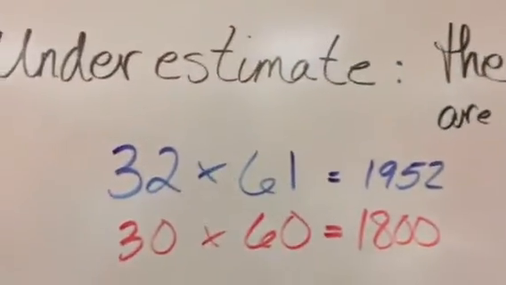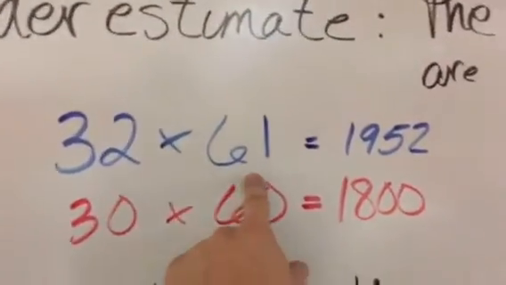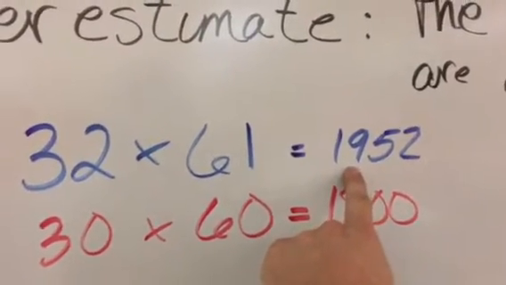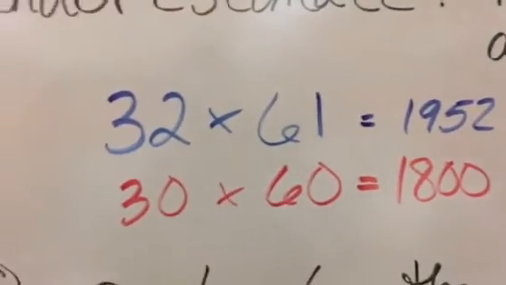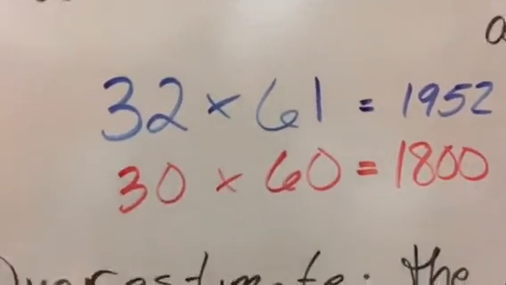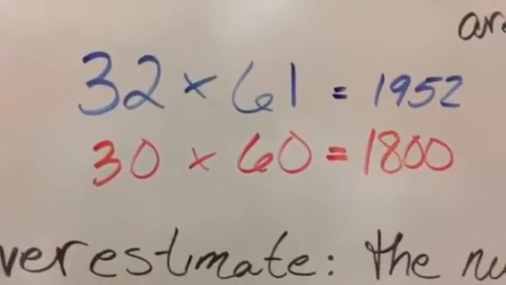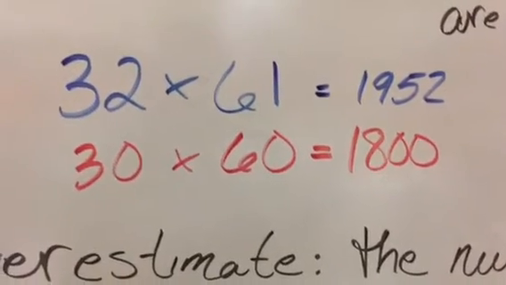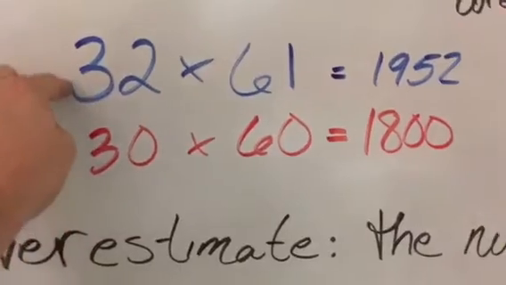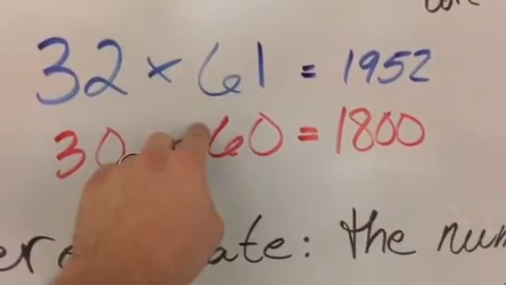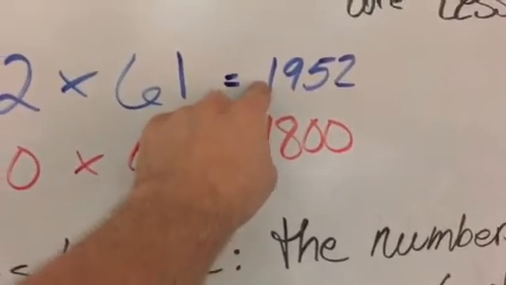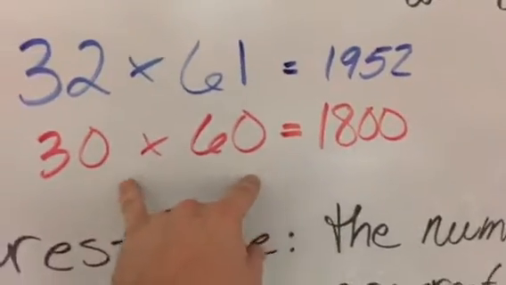So let's look at this. If I have 32 times 61, you probably need a calculator to find out that that's 1,952. But if I just say, well, 32 is about 30, 61 is about 60, I can do that in my head, and I get 1,800. It's pretty close. But you can see that since both of my numbers were less than the original numbers, my answer is going to be under the original answer. So therefore we call it an underestimate.